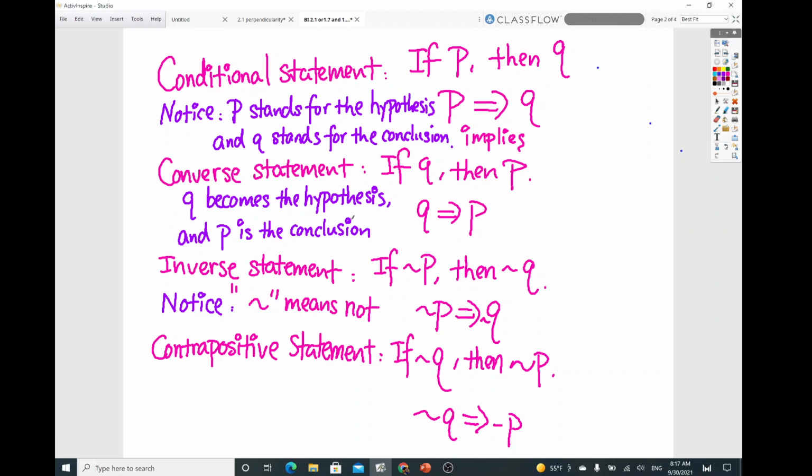Converse statement: if Q, then P. Q becomes the hypothesis and P is the conclusion. Basically, we need to switch the clauses. So if tomorrow is Thursday, then today is Wednesday.